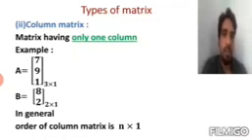Here we have 3 rows and 1 column, that's why the order of A is 3 by 1. Second example, refer to matrix B: 8 and 2, so 2 rows and 1 column. In general we can say the order of a column matrix is n by 1, where n is the number of rows and 1 represents the column.